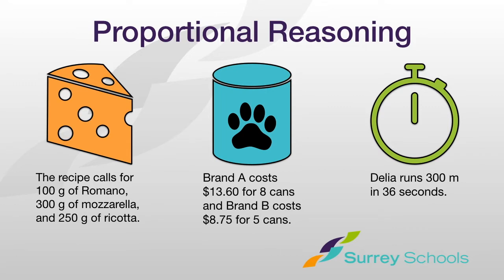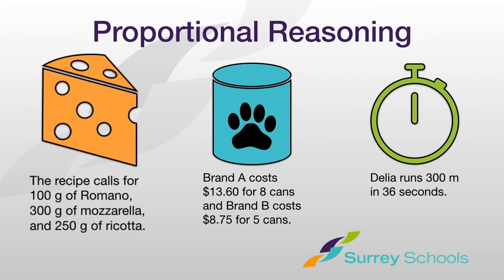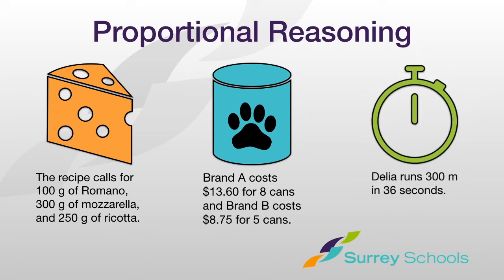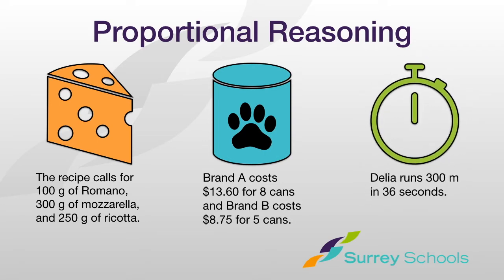In everyday life, people use proportional reasoning to find unknown quantities, say scaling a recipe, to make comparisons, say determining the better buy, or to make predictions, say estimating how long it will take to run or drive a distance.